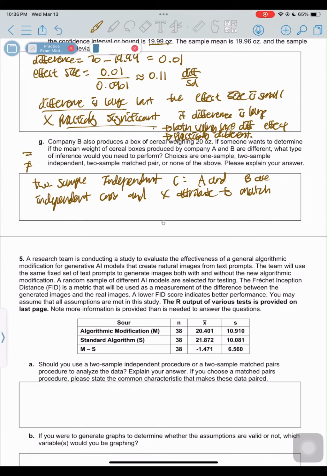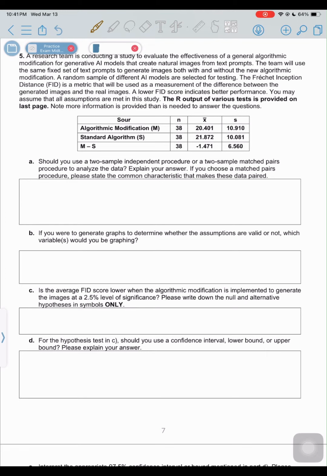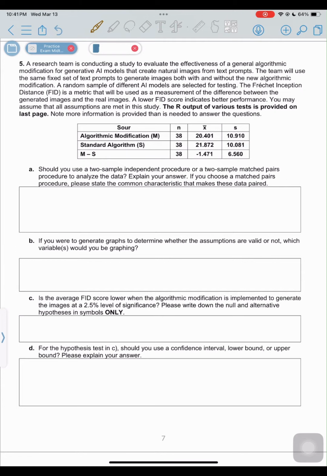Yeah, that is it for question 4. This question asks: a research team is conducting a study to evaluate the effectiveness of a general algorithm modification for generative AI models. The R output of various tests is provided on the last page, which I copy pasted in the next page. But note more information is provided than is needed to answer the questions.